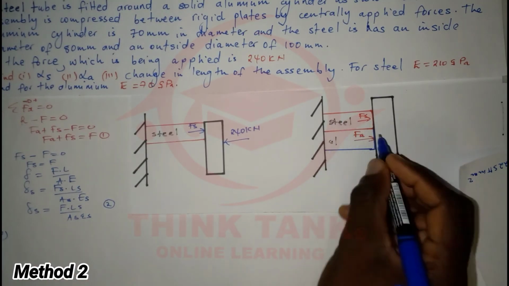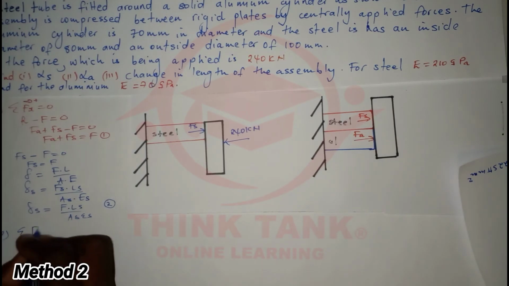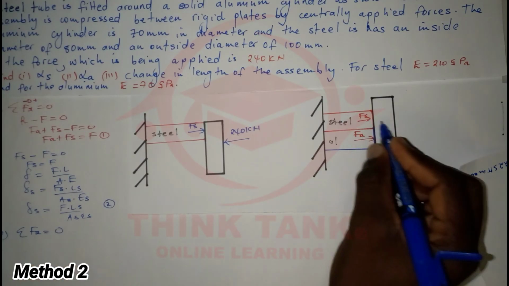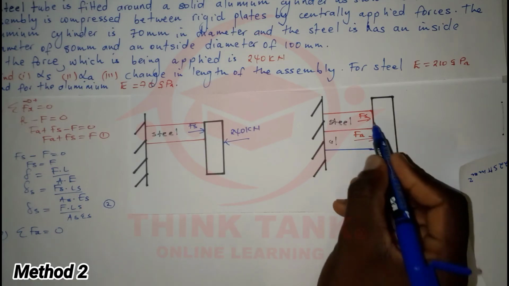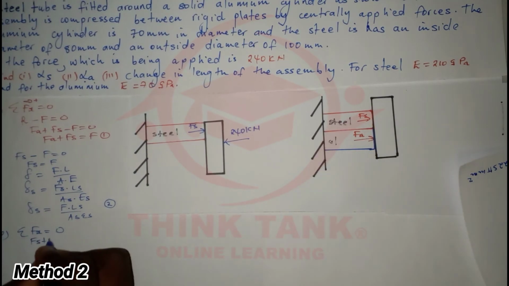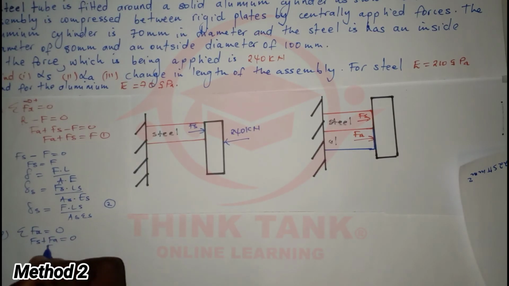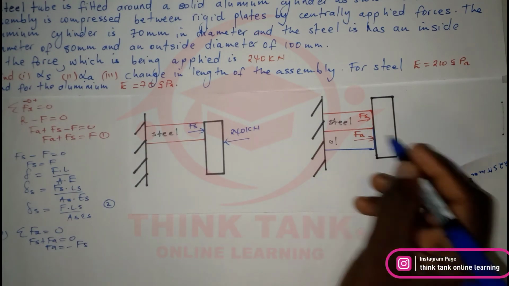So now let's take a closer look at here. We're going to resolve. That means if we resolve along the x-axis, we should get 0. So we're going to say Fs plus Fa should give us 0, meaning Fa is going to be negative Fs. Okay, and now we're going to find the displacement due to the redundant.